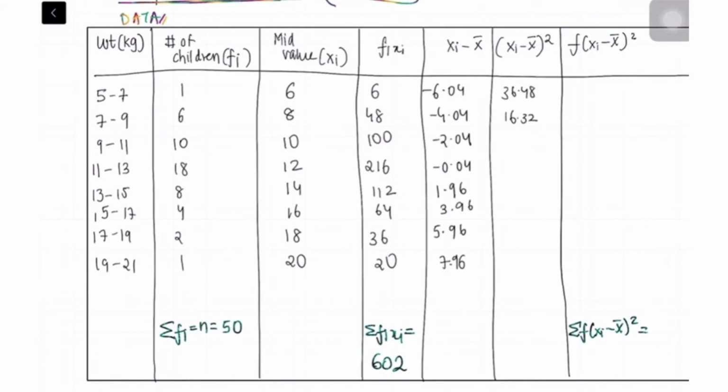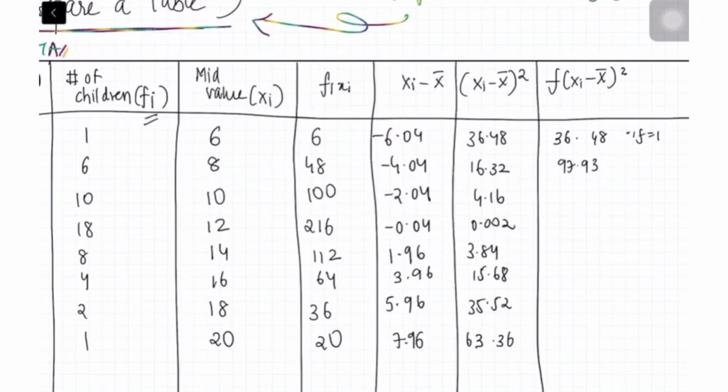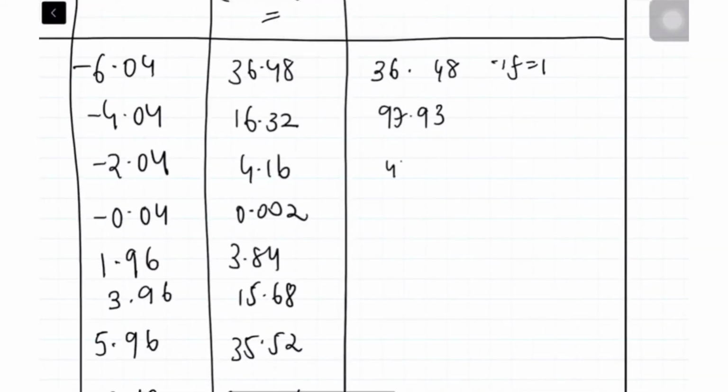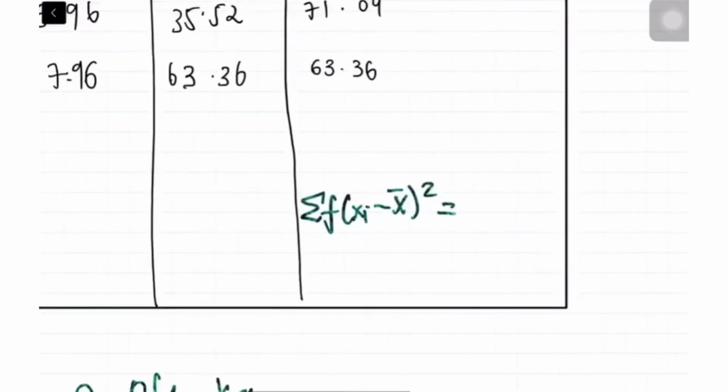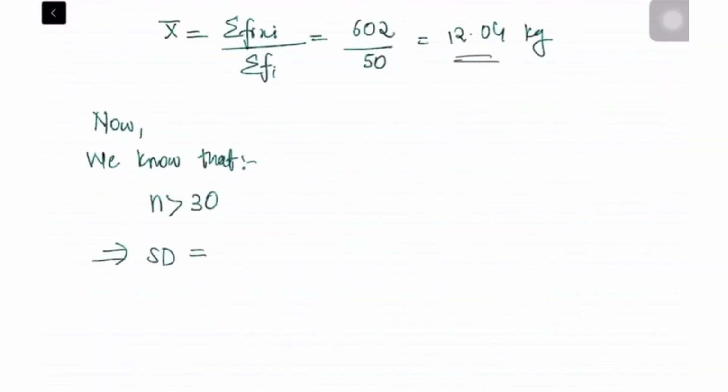Now we are going to square the values of xi minus x bar. Don't worry, you will be having a calculator for it. And now multiplying fi into (xi minus x bar) whole square. Now summing all of it, sigma f into (xi minus x bar) whole square. X bar we got by sigma fi xi divided by sigma fi.